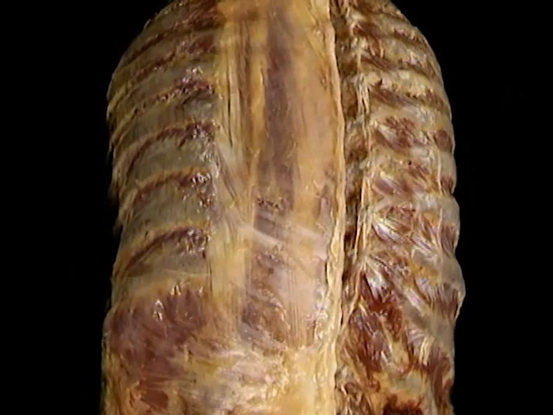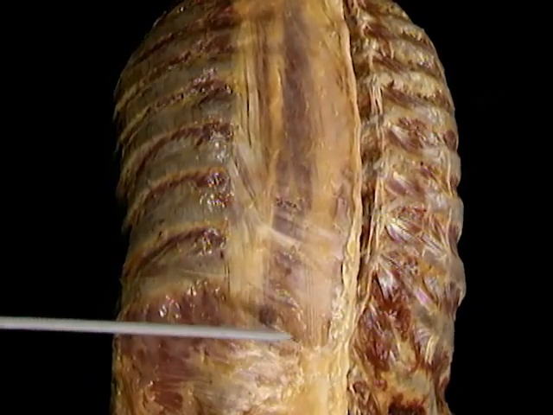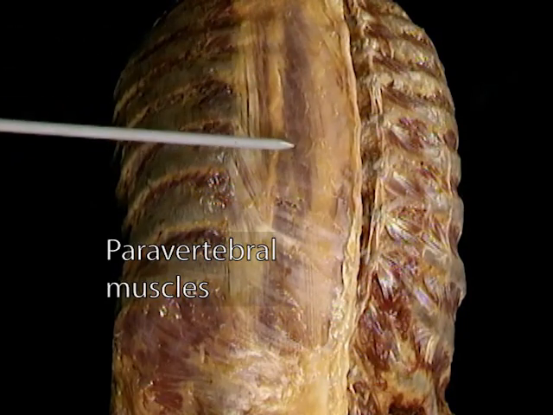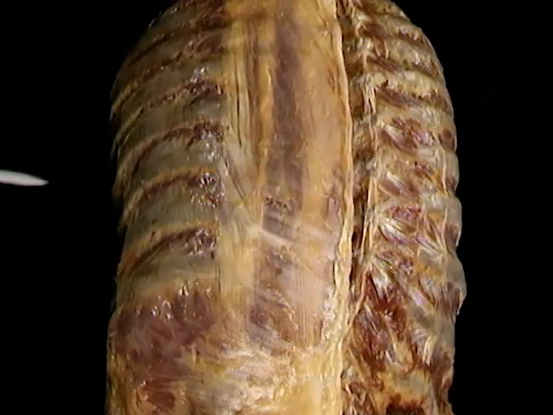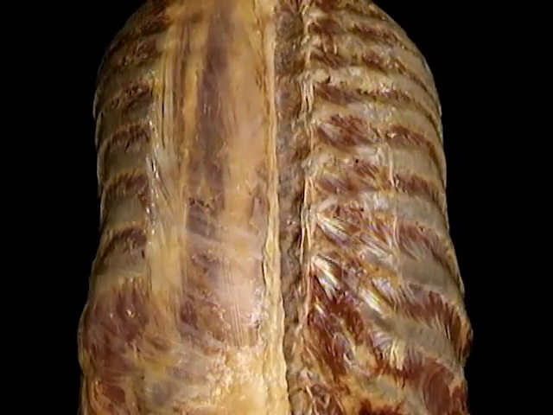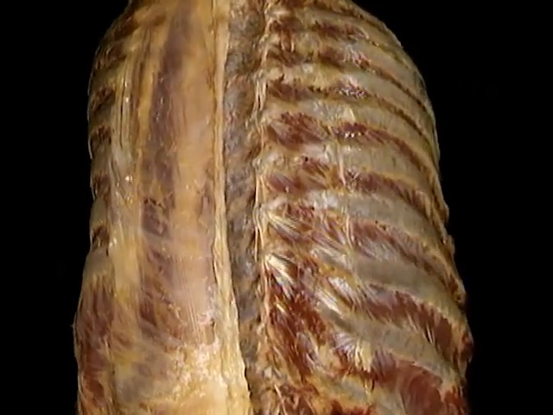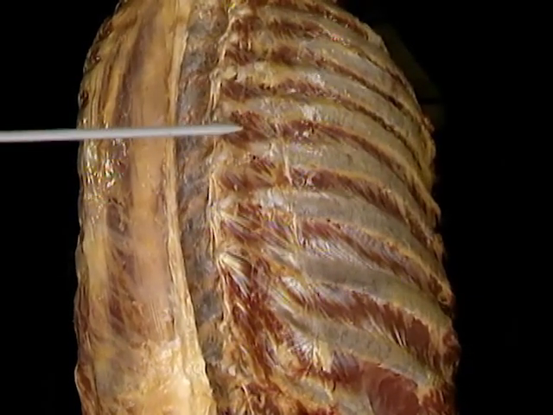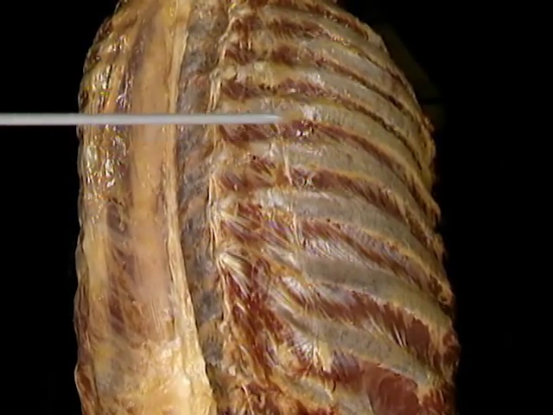This is a dissection of the mid-thoracic region. On the left side, all the paravertebral muscles are in place, partly hidden beneath a covering layer of fascia. On the right side, all the paravertebral muscles have been removed. We're not concerned at present with these outlying muscles, the levators and the intercostals.